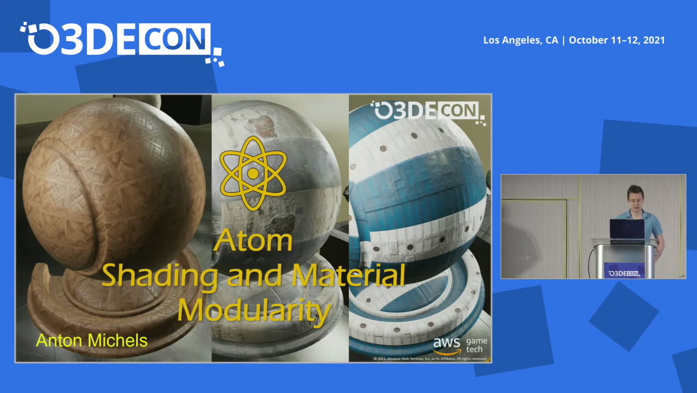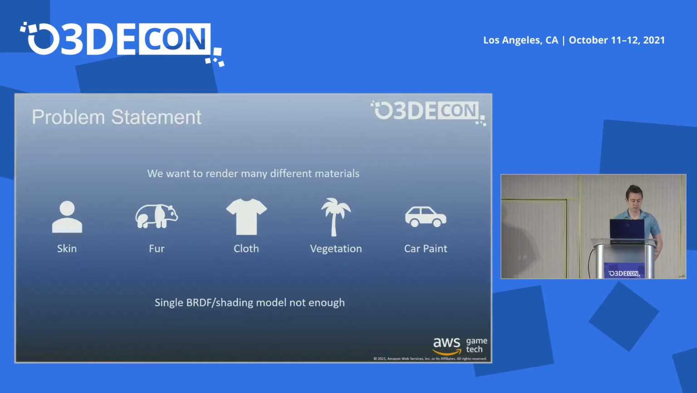I'll be presenting Atom, shading, and material modularity. First, just to present the problem: in Atom, the renderer, we want to render many different kinds of materials: skin, fur, cloth, vegetation, car paint. And to accomplish all these, you need very specific shading models, or BRDFs as they're known.